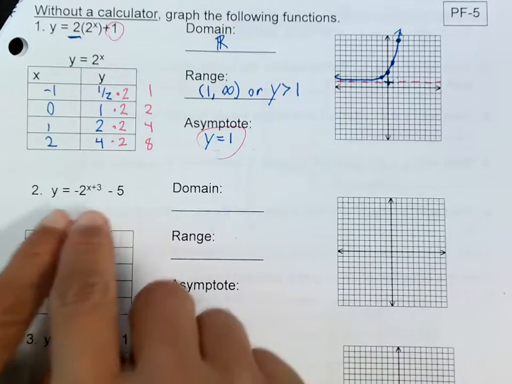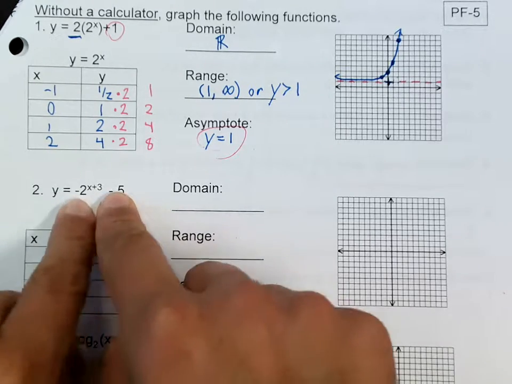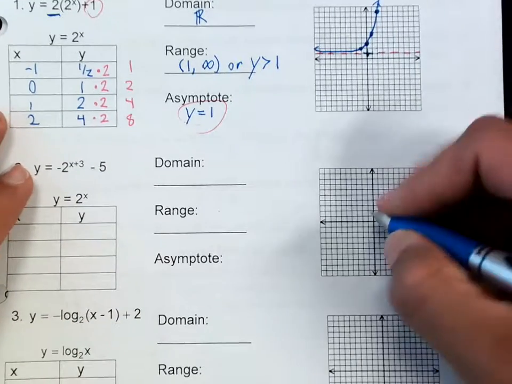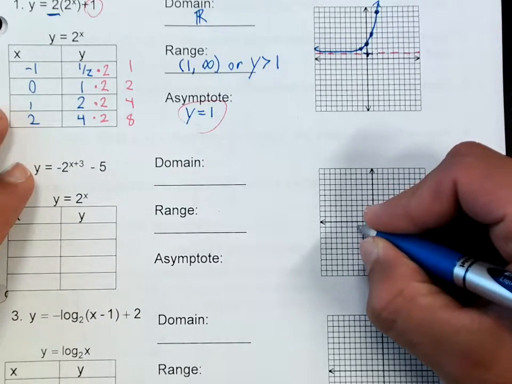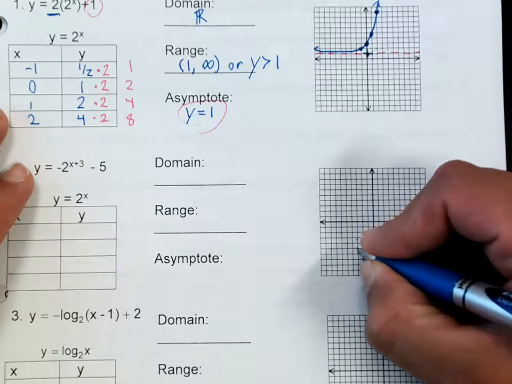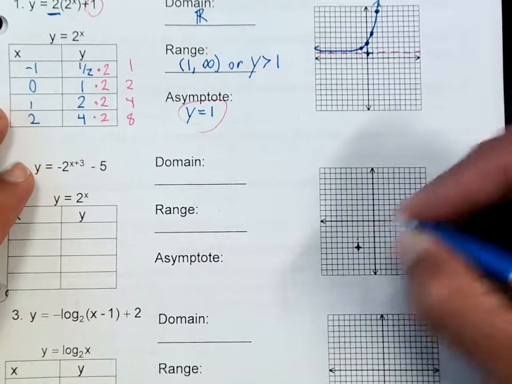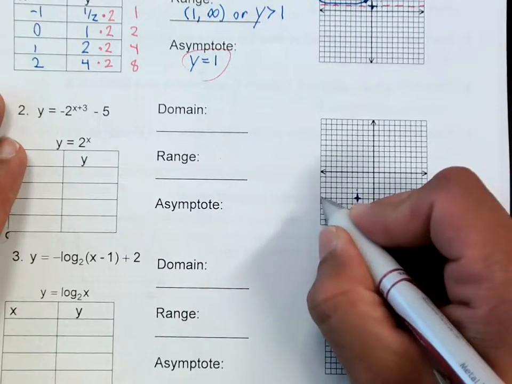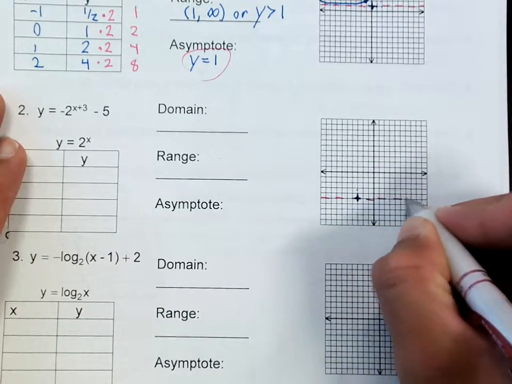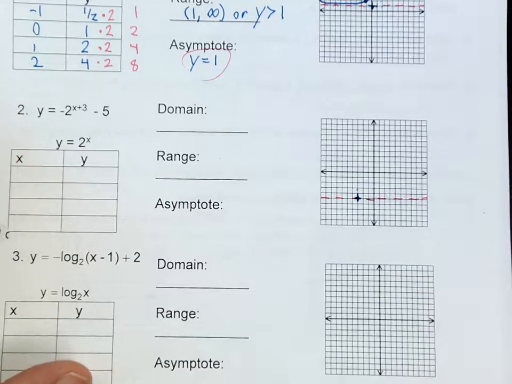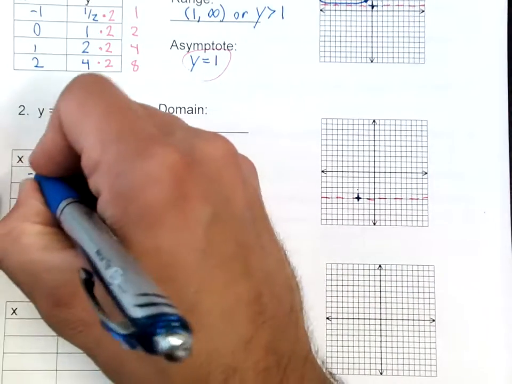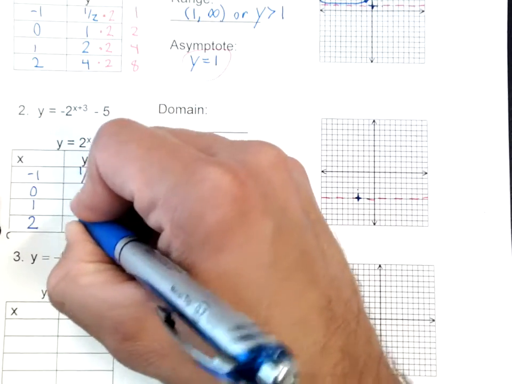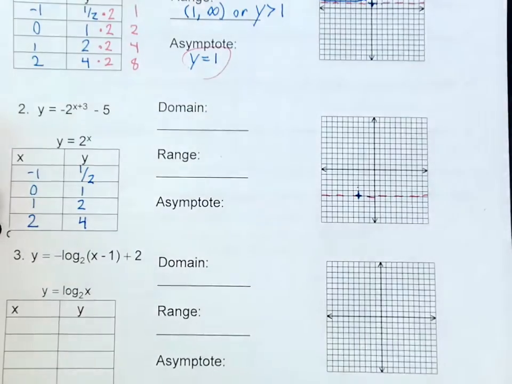All right, next up. This one right here, we have a reflection, left 3, down 5. The important thing is going to be left 3, down 5. So left 3: 1, 2, 3, down 5: 1, 2, 3, 4, 5. I'm going to put a little cross here that represents my fake origin. This is an exponential function, so we have a horizontal asymptote right there. Same points that we had before: -1, 0, 1, and 2, and 1/2, 1, 2, and 4.